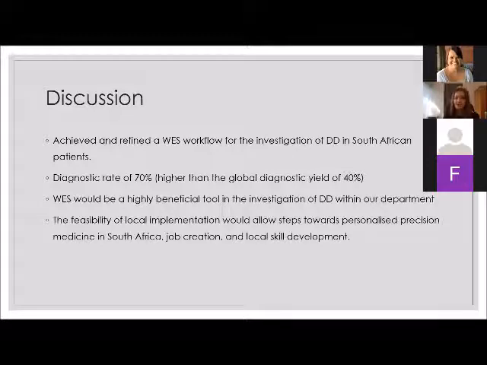match the global statistic. We concluded that whole exome sequencing would be a highly beneficial tool in the investigation of DD within our department, and the feasibility of local implementation would allow steps towards personalized precision medicine in South Africa, job creation, and local skill development.